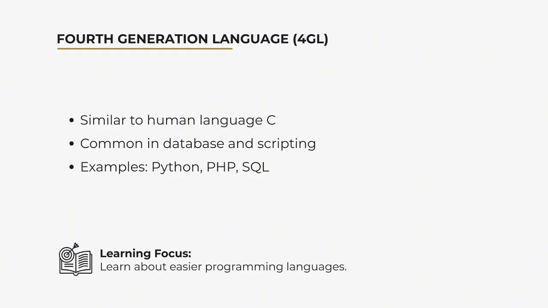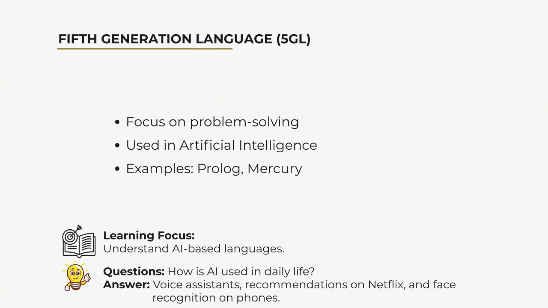Fourth generation language, 4GL. Fourth generation languages are closer to human language. They use fewer lines of code. They are often used in databases and web systems. Examples include Python, PHP, and SQL. Fifth generation language, 5GL. Fifth generation languages focus on problem solving.